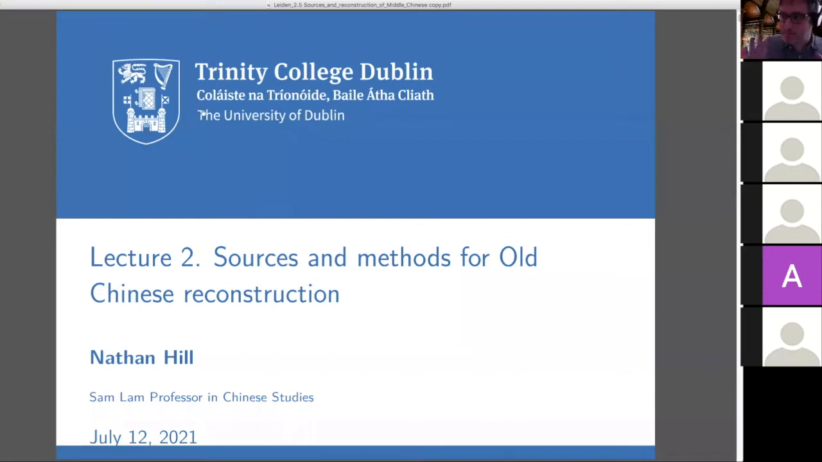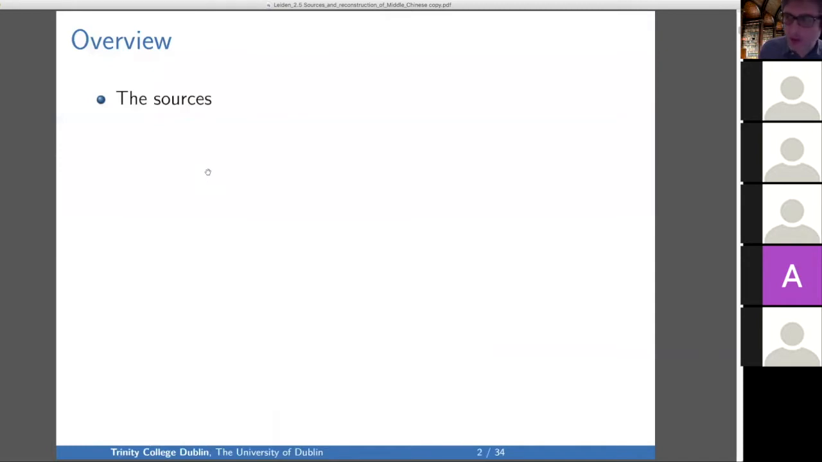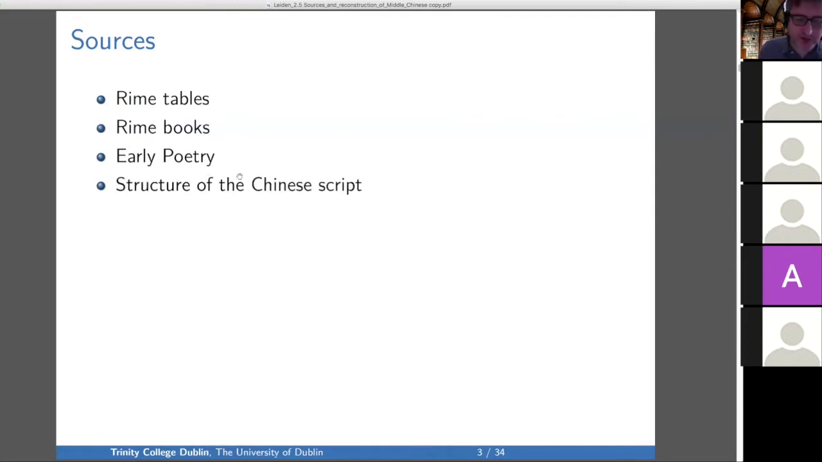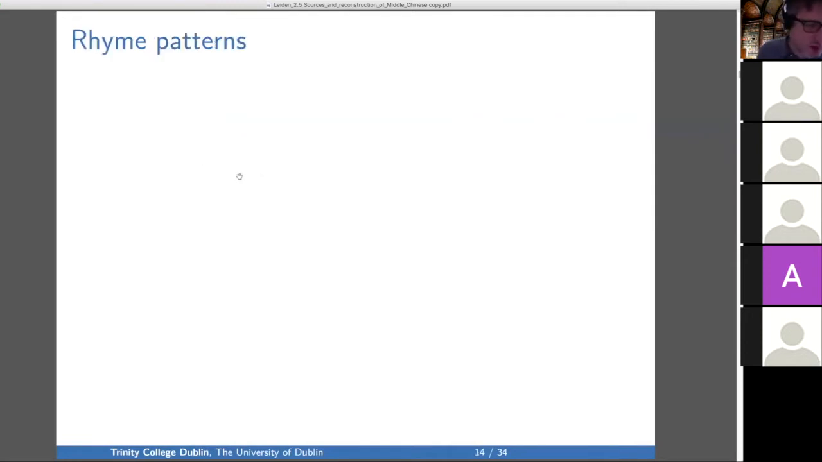Okay, so we're picking up where we left off yesterday, but I thought it would be useful to give a slight orientation again. We're looking at the sources and the methods of Old Chinese reconstruction. In terms of sources, we talked yesterday about the rhyme tables and the rhyme books. Today we'll talk a little bit about early poetry and the structure of the Chinese script, and then we'll talk about methods.